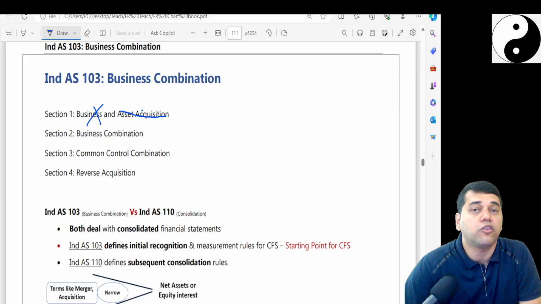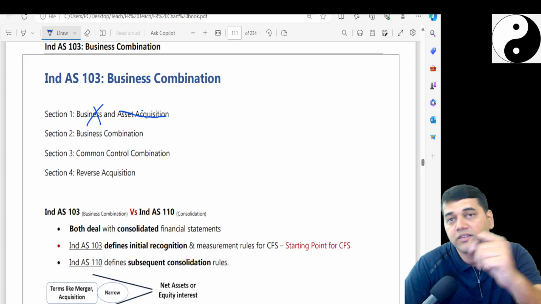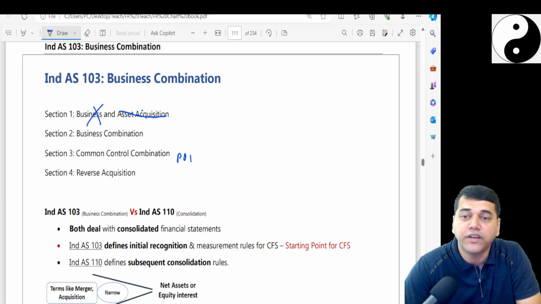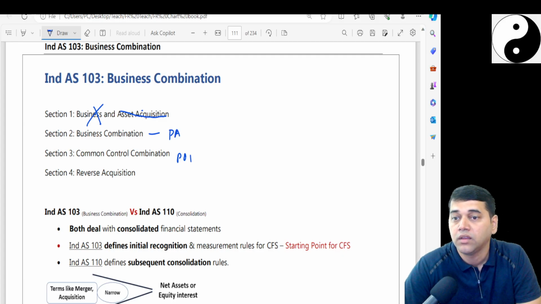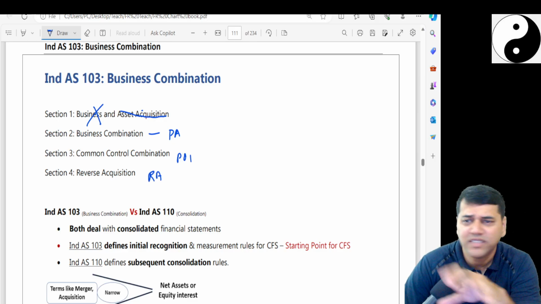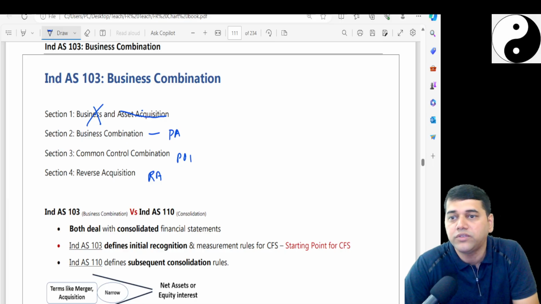Then what if it is a common control combination? That means before acquisition and after acquisition, the owners are the same. Then we adopt one method called the pooling of interest method. Here, if it is a business combination, we use the purchase acquisition method. And there is one more beautiful concept called reverse acquisition, so we apply reverse acquisition accounting. So we have to understand and differentiate. This entire chapter is going to speak about these three things.